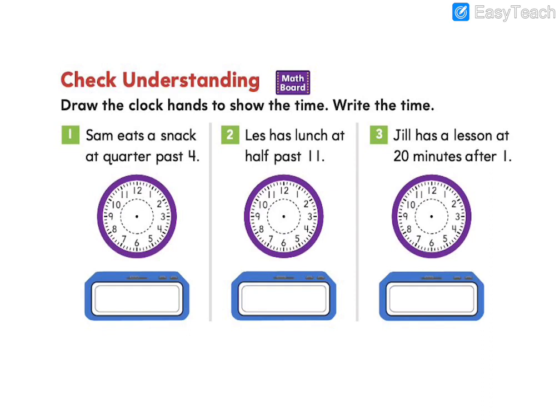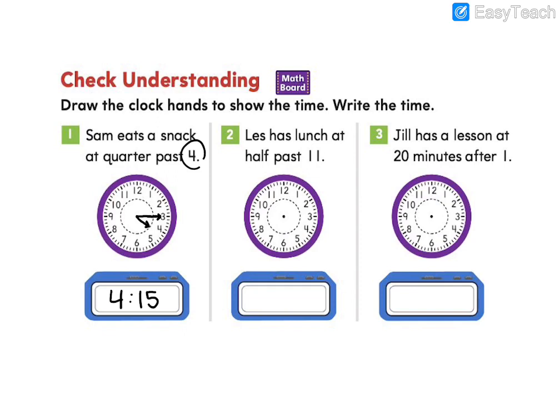Pause the video if you need more time. For number 1, I know a 4:15 means 15 minutes after 4. I remember that 15 minutes will point at the 3. 4:15 means it's 4 o'clock on its way to 5 o'clock. So the hour hand will point between 4 and 5, but closer to the 4.